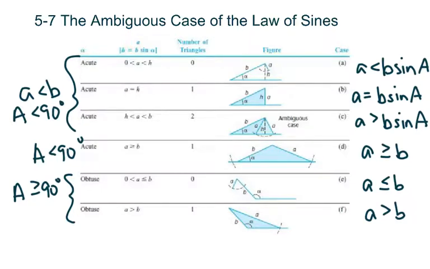If you have an angle that's less than 90 degrees and side A is greater than or equal to B, you're only going to get one solution. But what if instead of dealing with an angle that is less than 90, what if the angle I give you is greater than or equal to 90? There are only two things that are going to happen. You're either going to get no solution or one solution. So if side A is less than or equal to B, you're going to get no solution. If side A is greater than B, you're going to get one solution.